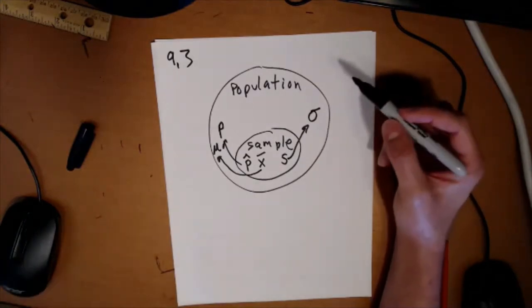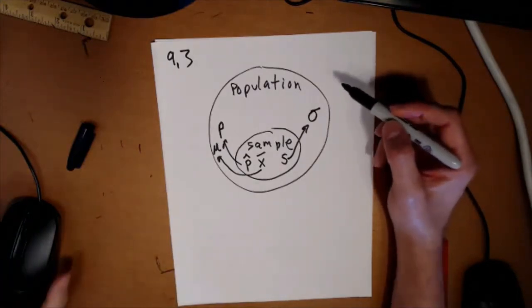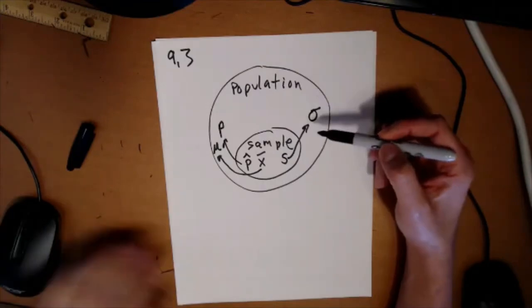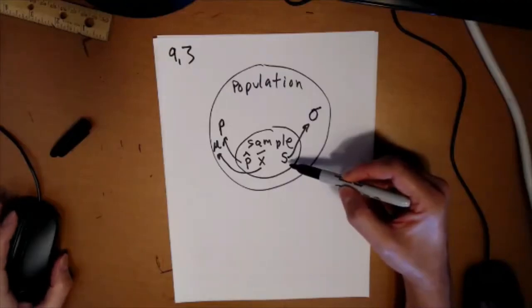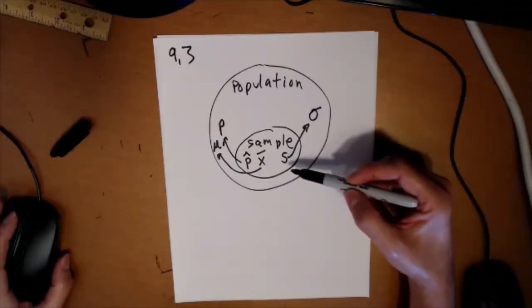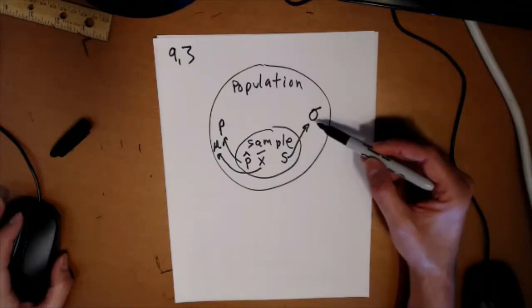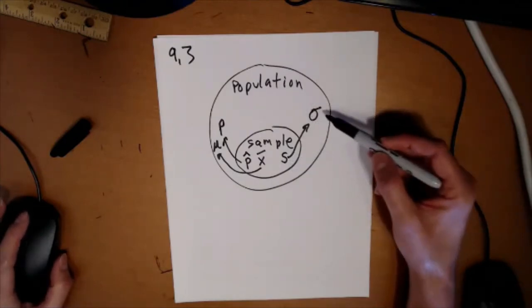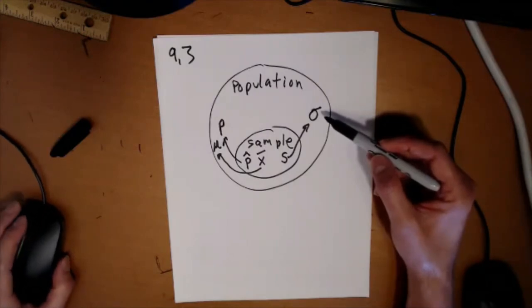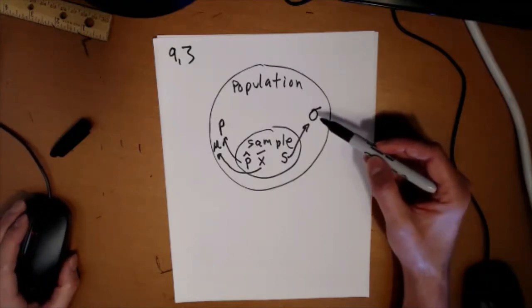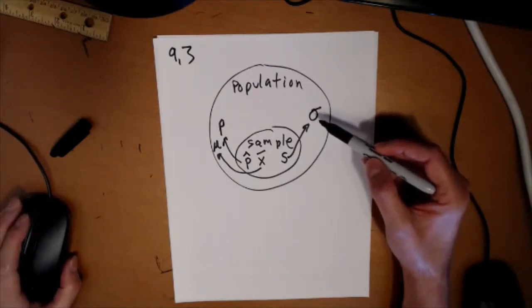Look at that little worksheet I gave you on page 1 and just make sure that we're cool with the vocab. S is the sample standard deviation. S squared is called sample variance. Sigma is our population standard deviation. Sigma squared is our population variance. And then they give us some formulas. It looks scary at first, but it's no big deal. Also up top it says no magical calculator shortcut.